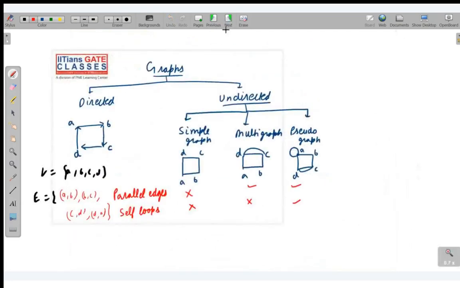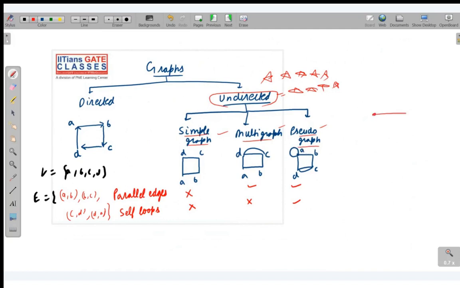Okay. So an undirected graph is of three types: simple graph, multigraph, pseudograph. In graph theory, our main concentration will be on undirected graphs only. For directed graphs, only a few topics we will cover, don't worry, but undirected graphs are very important. So simple graph, multigraph, and pseudograph.